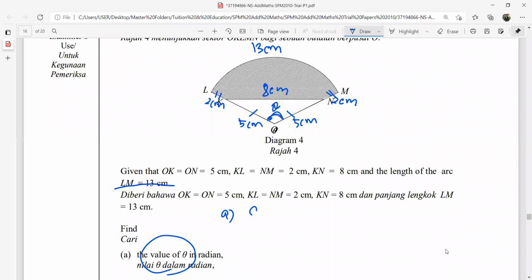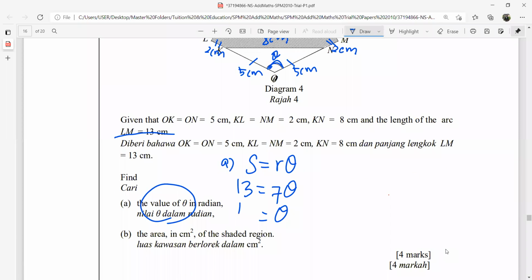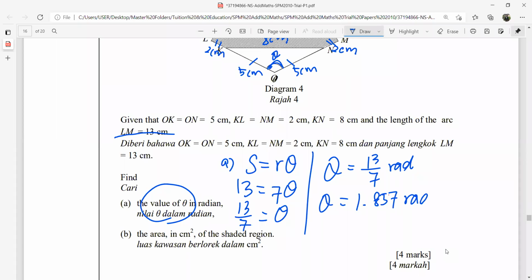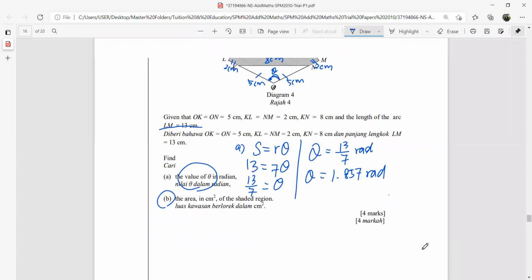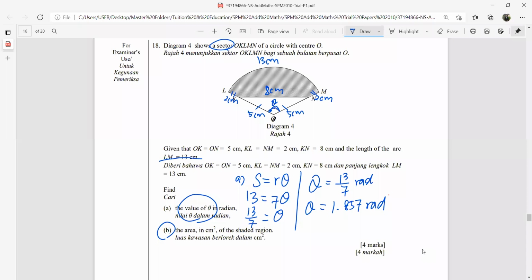So to do question A, formula S equals r theta. They want in radians, so straight away use this formula. S is 13, radius is 7. And theta equals to 13 over 7. Wow, 13 over 7 radian. Or you can change to decimal, 1.857. Yes, can do or not? Okay. I label all, then easier for me to solve. You got it correct? Yes, Ria.